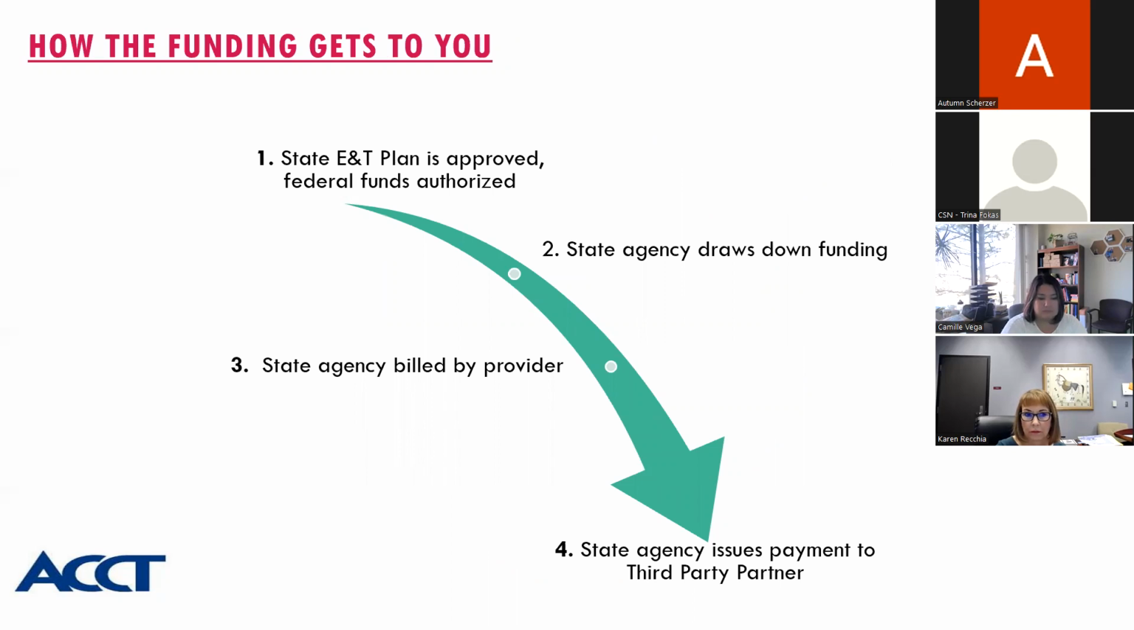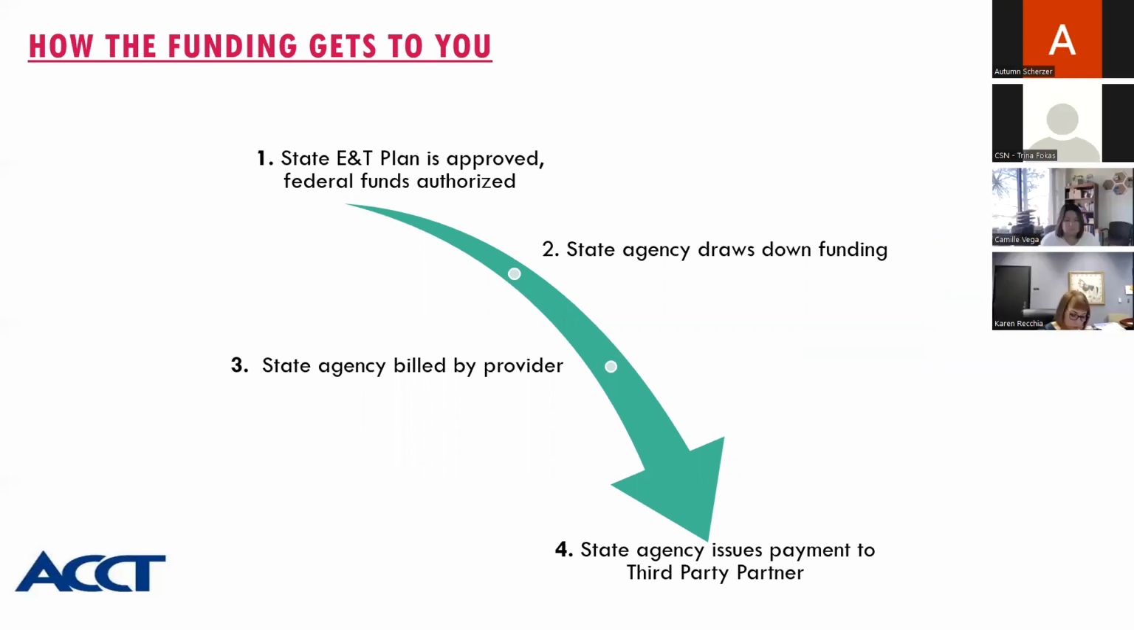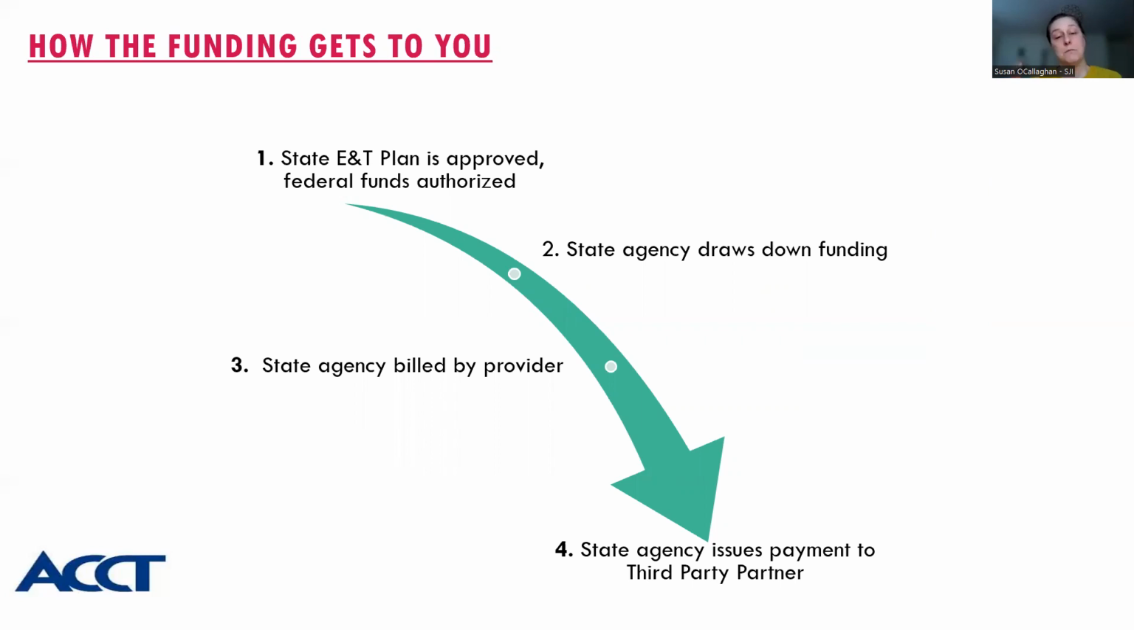this diagram shows how funding gets to you as a third-party partner. It starts out by being articulated in an approved state SNAP E&T plan. Once those funds are in that plan and authorized, the state agency has the ability to draw them down as they are coming through in an invoice by you, the provider. So once you invoice, the state can then access those reimbursement funds and pass them back to the third-party partner.